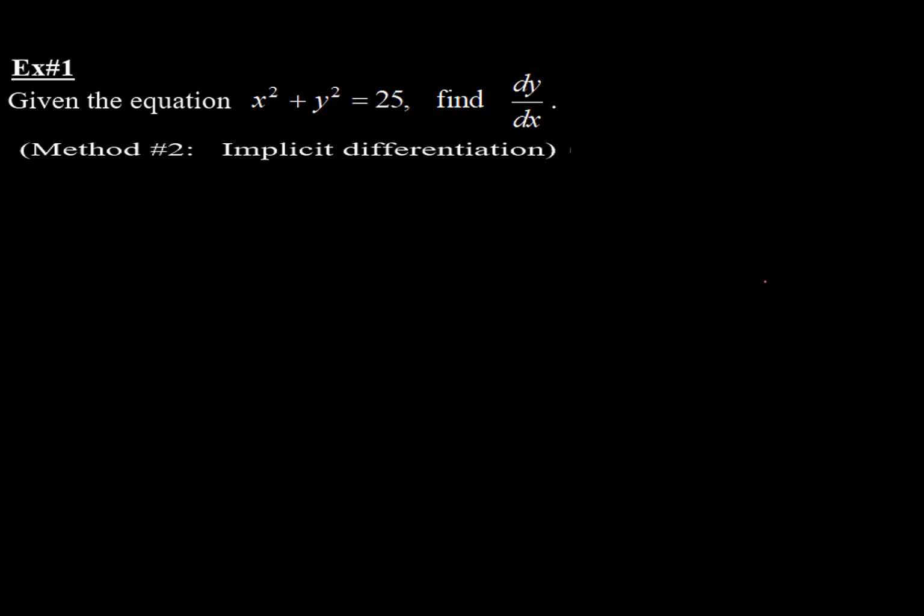Next, let's do it using implicit differentiation. What I'm going to do is take this side and take the derivative of it. I'm going to set it equal to the derivative of the other side. So I'm going to take d/dx of x squared plus y squared, and set that equal to the derivative of 25.